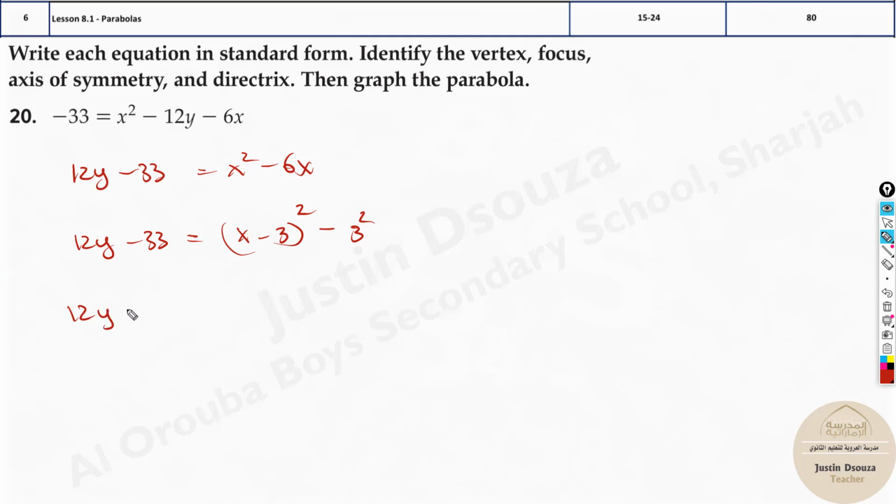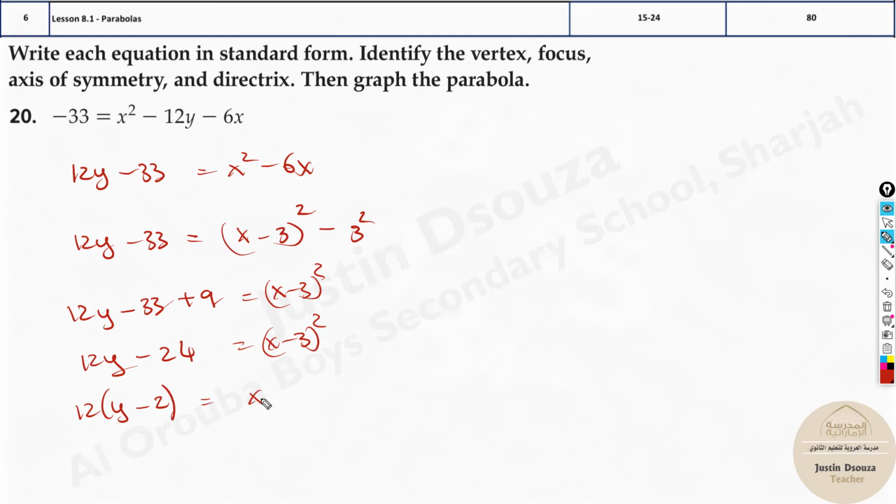Now take this to the other side. It will be 12y minus 33. This minus becomes plus. 3 squared is 9, is equal to x minus 3 the whole square. Now what happens over here? It is minus 24, right? 9, yeah. And your 12y is equal to x minus 3 the whole square. Take 12 common out over here. You're remaining with y minus 2 is equal to x minus 3 the whole square.